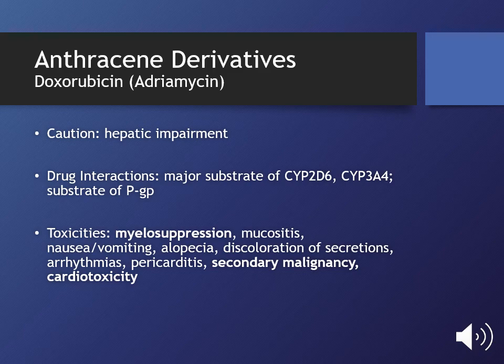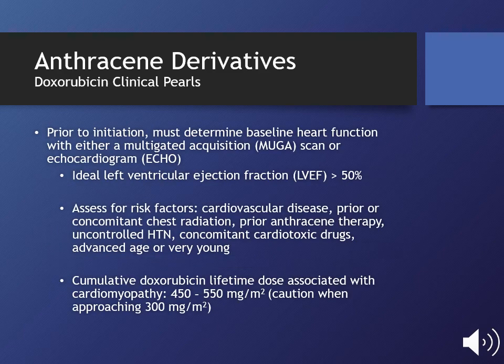And then the other major toxicity is the cardiotoxicity. Because of the cardiotoxicity, before initiation, we have to determine the patient's baseline heart function with either a MUGA or echocardiogram. Ideally, the left ventricular ejection fraction, or LVEF, should be greater than 50%. You also want to assess for risk factors. So does the patient have underlying cardiovascular disease, have they received prior anthracene derivative therapy in the past, is the patient elderly, or is the patient a very young infant or toddler.